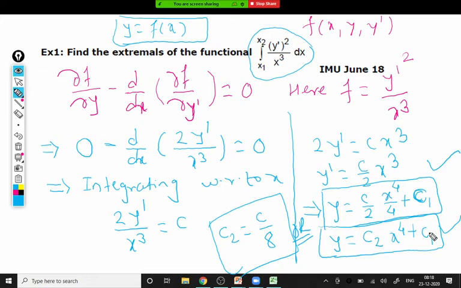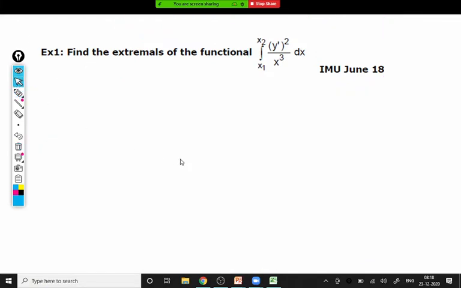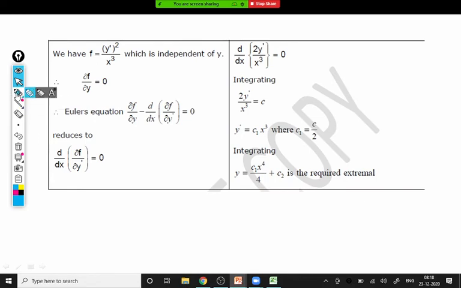Throughout the topic, we are doing only this part. All the remaining examples are like this only. All these examples are already solved with solutions, and they are uploaded on TMILMS. You will see this is a solution that's given, exactly what we have done. This is the f that we are given, y dash square upon x cube.